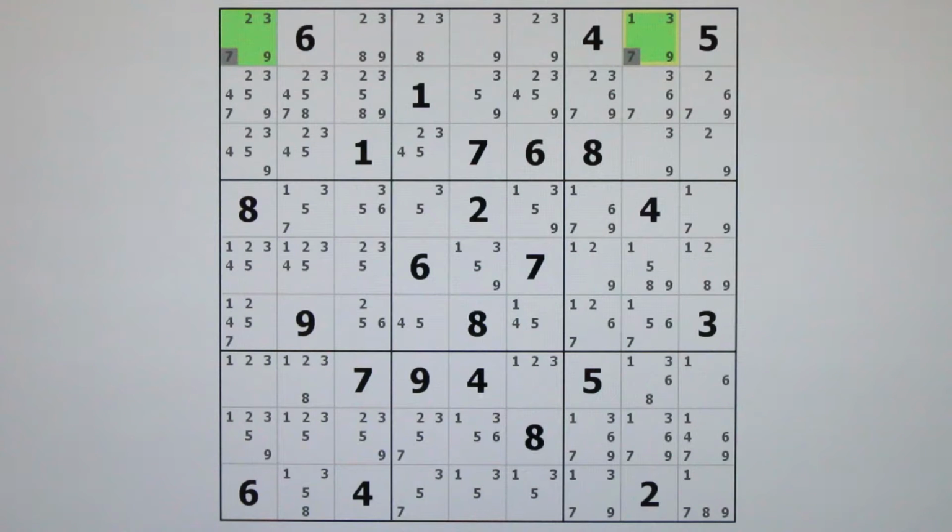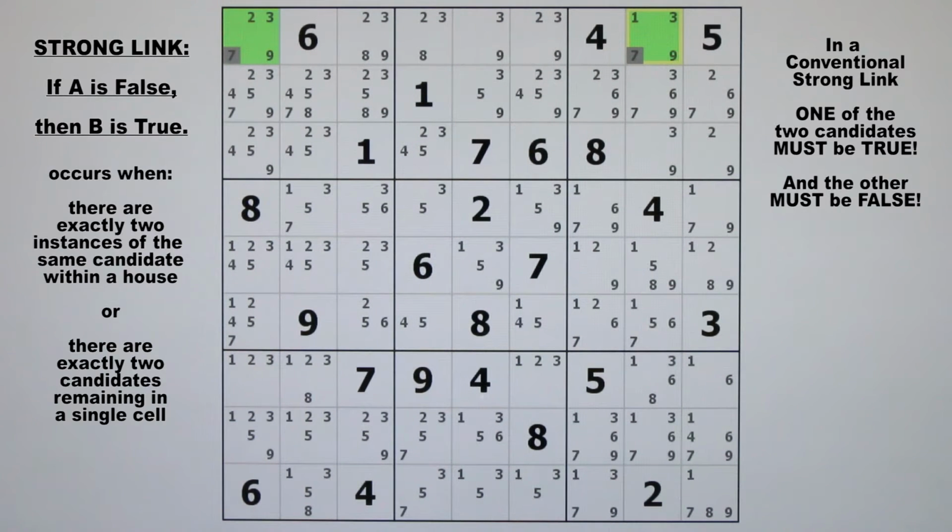Let's call the candidate 7 on the left A, and the candidate 7 on the right B. So now we can make this statement. If A is false, then B is true, and vice versa. If B is false, then A is true. It works both ways. This defines a strong link. This is the formal definition.